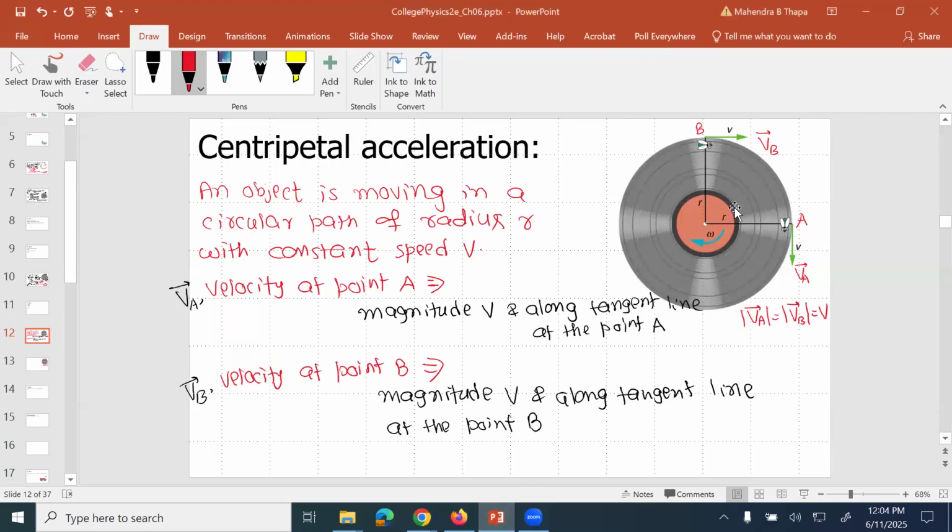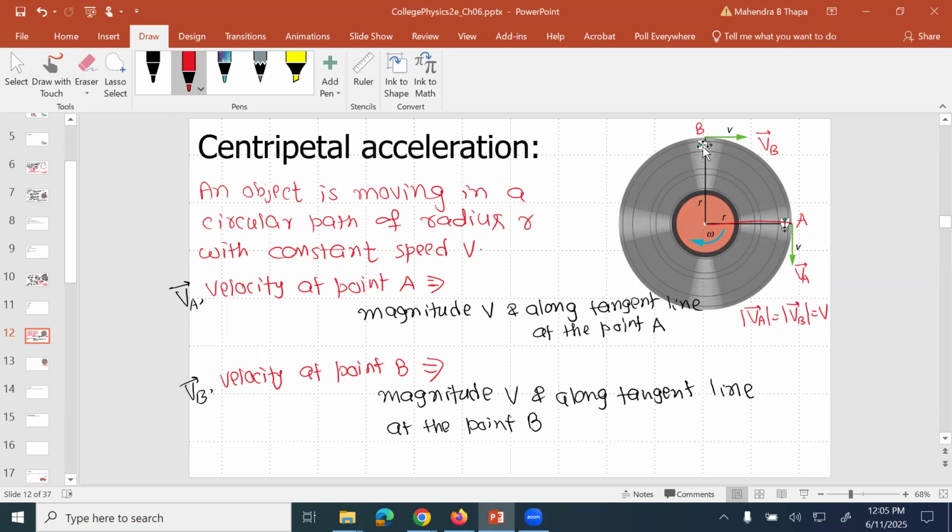As before, we can consider an object moving in a circular path of radius r. You can look at it in the picture. This radius is r, with constant speed v. As we explained before, the velocity at point A has magnitude v and is along the tangent line at point A.